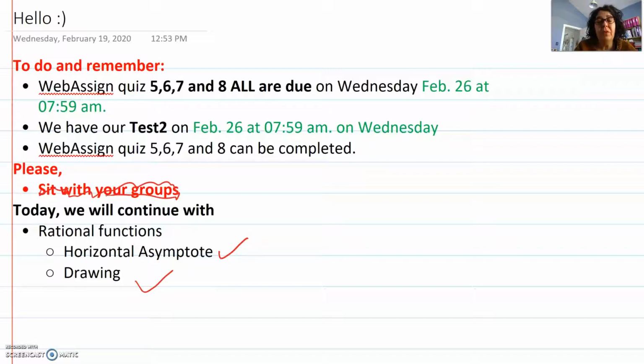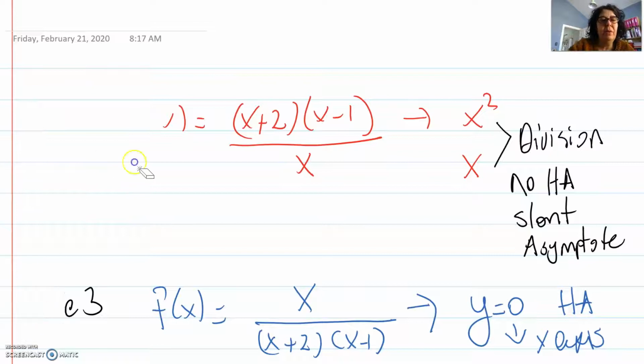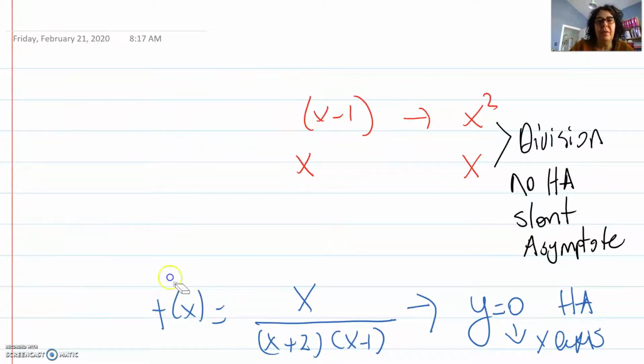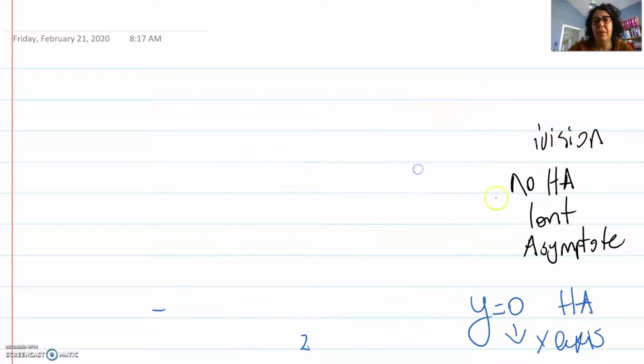So read the directions carefully, but to be able to do that group work perfectly well, you gotta watch this video. So I'm going to show you how to find the horizontal asymptote in a rational function and how we can also draw the rational function. All right, so there are a couple of cases to be able to find the horizontal asymptote of a rational function. Sorry for the scrap work here.